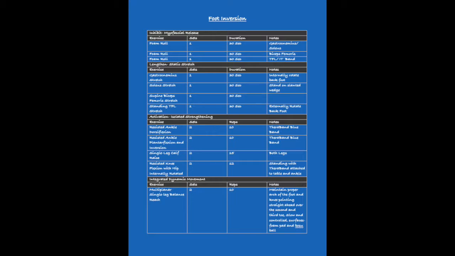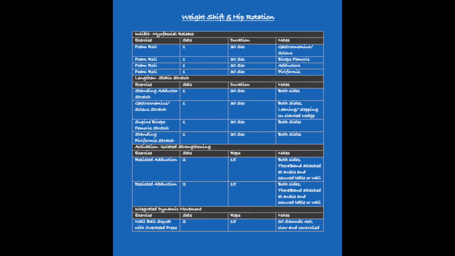She should do a resisted knee flexion with hip internally rotated with a TheraBand 12 times for 2 sets. For an integrated dynamic movement, a single leg balance reach can be done on either a foam pad or a Bosu ball 10 times for two sets. How to help with weight shift and hip rotation.